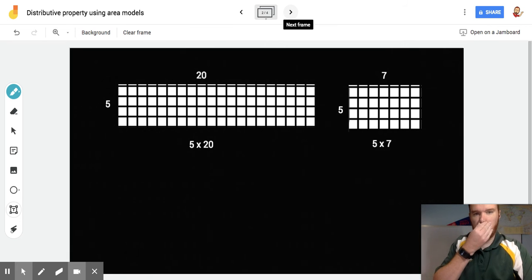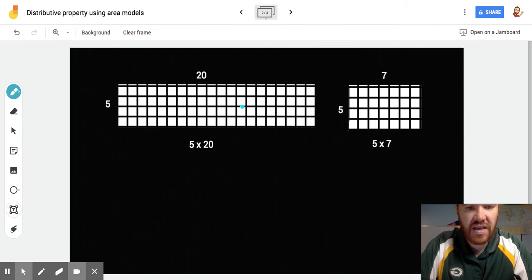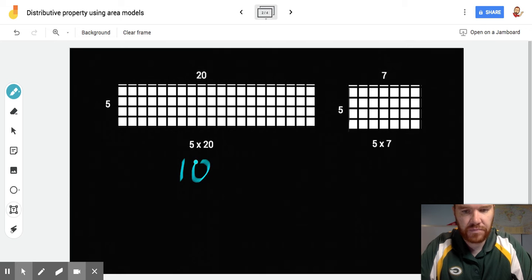Okay. So here we go. Now on this slide, we've taken our array and we've broken it down into 5 by 20 and 5 by 7. If I combine these two arrays, I would have just had my 5 by 27 array. The area of this array would be 5 times 20. The area of this array would be 5 times 7. These are a lot easier for me to work with. I know that my 5 times 20 will give me 100, and I know my 5 times 7 will give me 35.